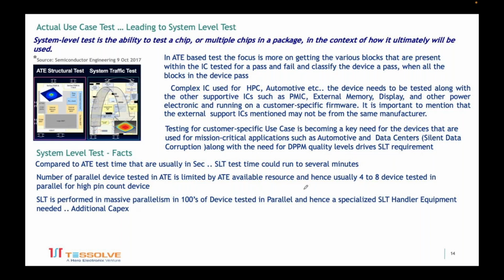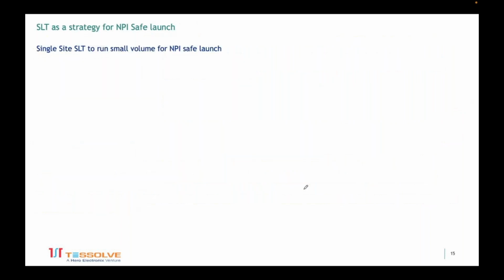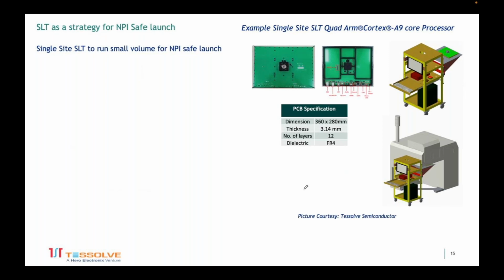Yeah, sure. Thanks, Mike. So system level can also be looked upon as a strategy, a safe launch for the initial run, just to make sure that we cover as many faults as possible. The picture here shows one of the solutions we have done. This is not for bigger volume; it is more for NPI launch. We did it for a medium complex processor with about a quad ARM core.